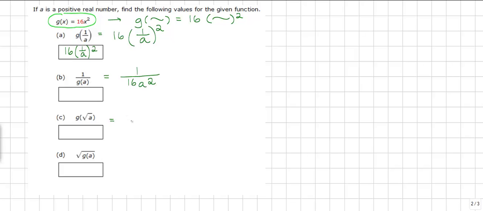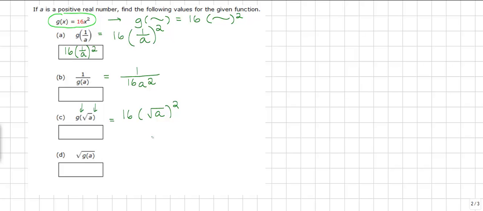Okay, moving right along, g of the square root of a, and notice my emphasis on of: when I see g parenthesis, that tells me to read the problem and insert what follows the parenthesis until I see the close parenthesis. So open, close, whatever's in between those is your input. So g of the square root of a is 16 times the quantity square root of a squared. Again, you don't have to simplify anything.